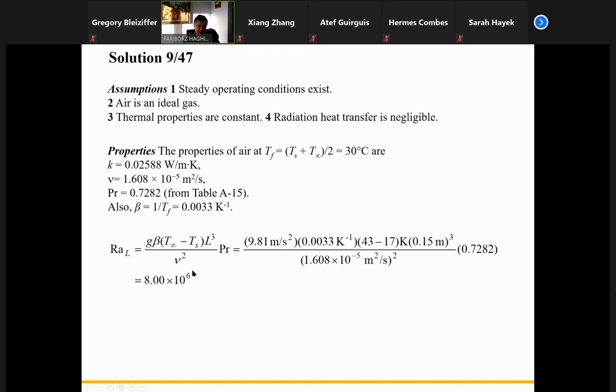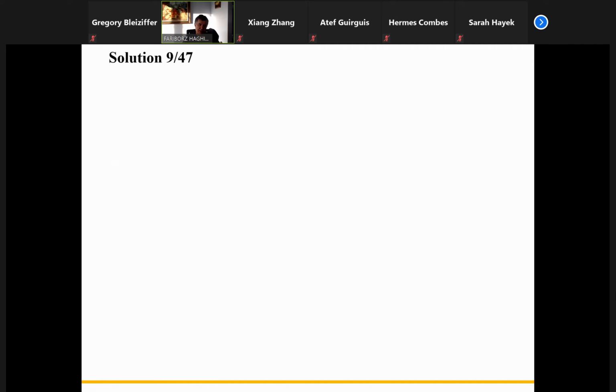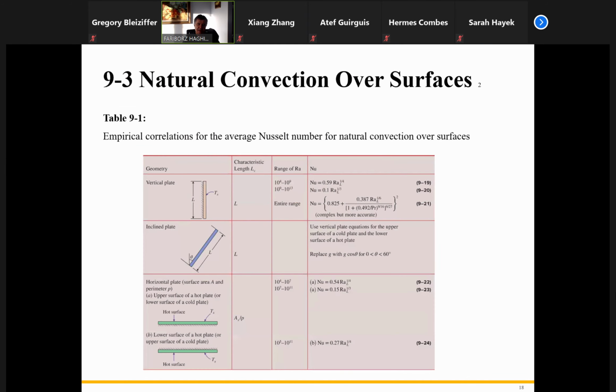And you can see the Prandtl number, the Rayleigh number becomes this one. This is less than 10 to the power 9. Therefore, this is laminar flow. Therefore, if you would like to go back, you can see you can use this equation because it's in this range. In this range, this is laminar, you can use this equation, okay?